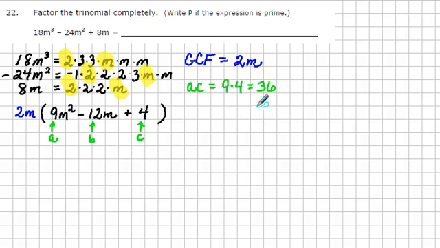Now once we find AC, then we want to think of two numbers that multiply together to 36 and add together to our B term. So we take 36 and we're trying to think of two numbers. Let's call them M and N. So two numbers, M and N, that multiply together to 36 and that when added together add up to our B term. So our B term is negative 12. And we want to make sure that the two numbers add up to negative 12.